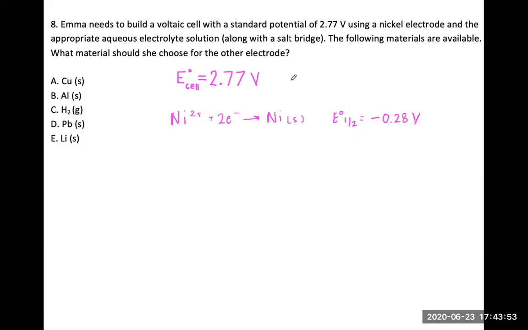So I know that this standard cell potential is the combination of our half reaction potential for the reduction plus the half reaction potential for the oxidation. So what I'm going to go ahead and do is, use this value for nickel and solve for what the potential for the oxidation would need to be.